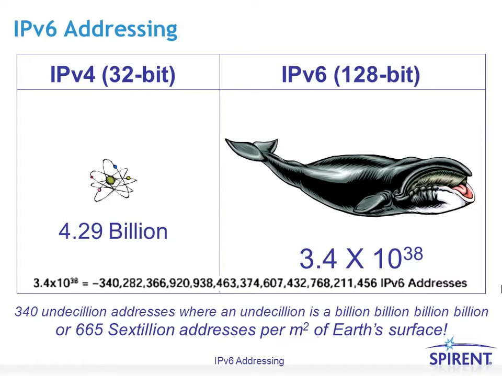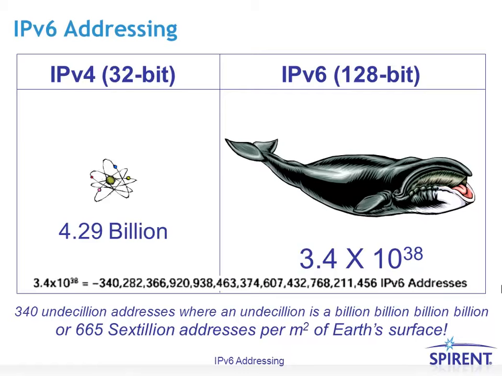As you can see from this slide, comparing the IPv4 address space, which uses 32 binary bits, to the IPv6 address space, which uses 128 binary bits, there is a big difference in the number of available addresses. 4.29 billion with IPv4, 3.4 times 10 to the 38th, which is a large number of addresses. In fact, 340 undecillion addresses, where an undecillion is a billion, billion, billion, billion.